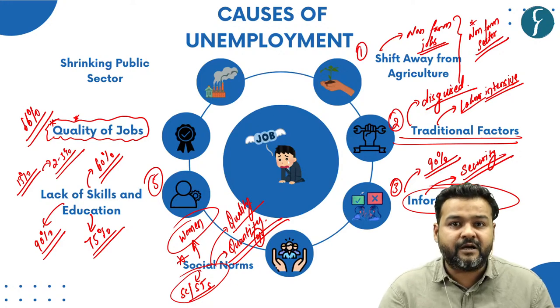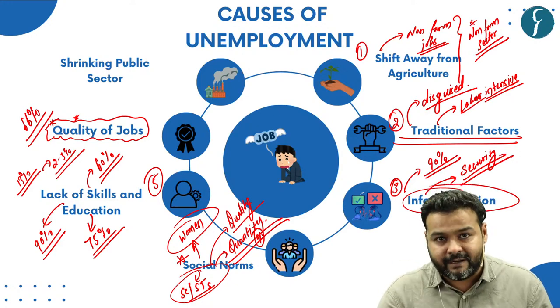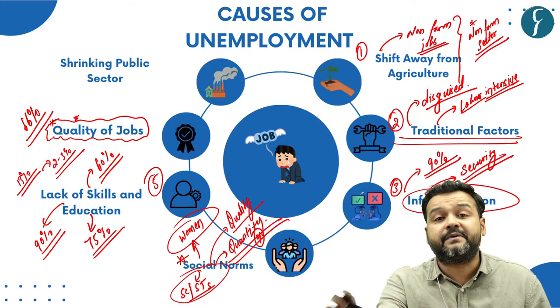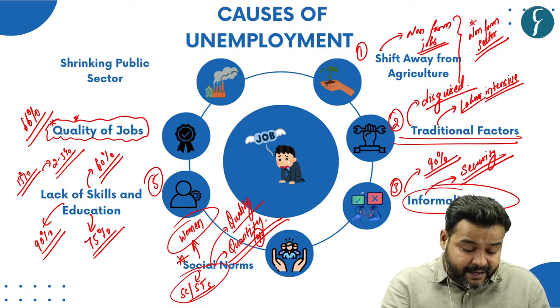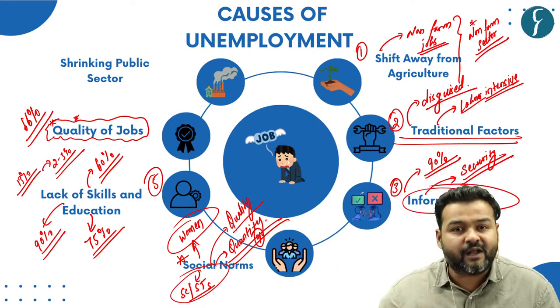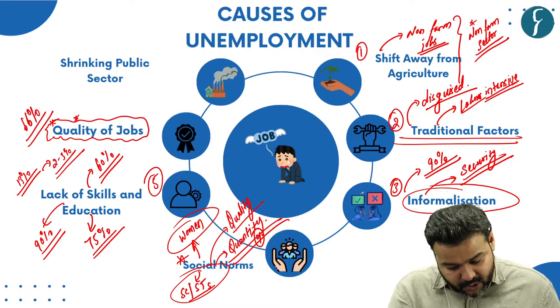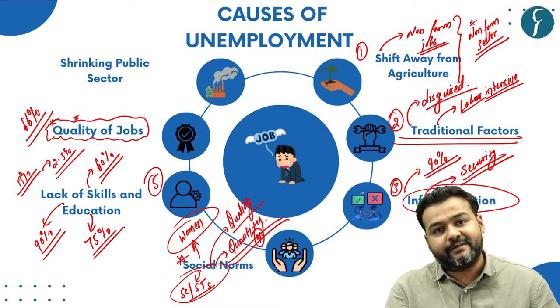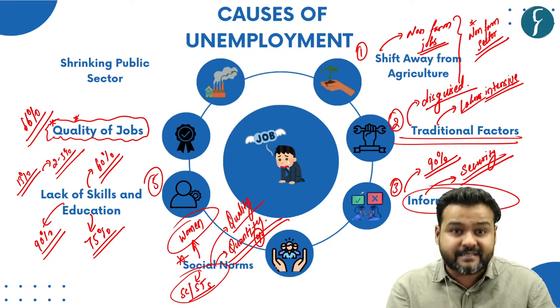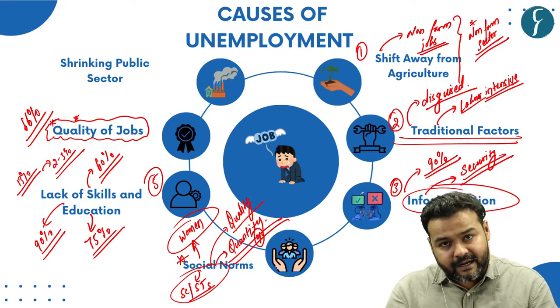People are not able to send an email with attachment. They are unable to copy paste a text. They are unable to put mathematical formula in an Excel sheet. So the reason, again, this report verifies that this is the reason why there is unemployment.